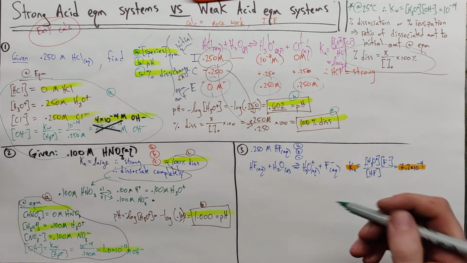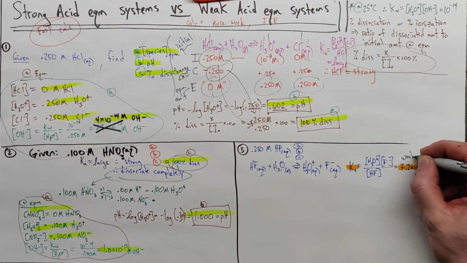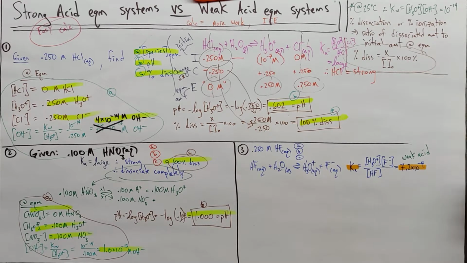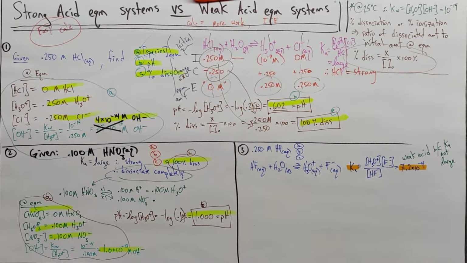There's a totally different video that talks about why it's a weak acid, but for right now, this is a weak acid. And we know that because Ka is not large. One more time I'll say it, literally the word large. It is not large. Let's continue setting up this ICE problem.